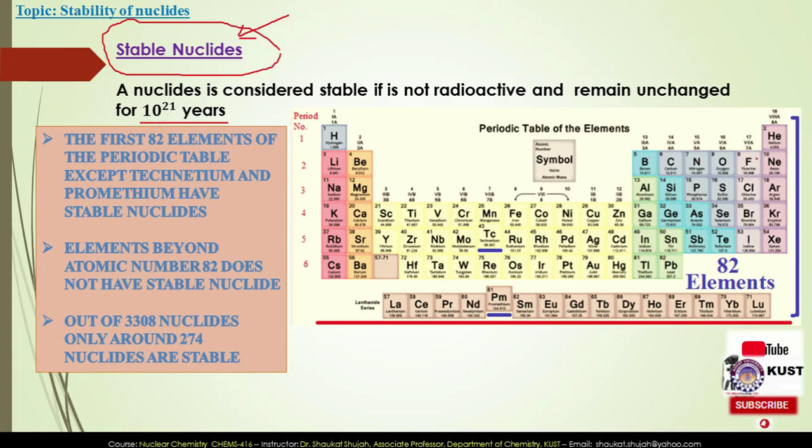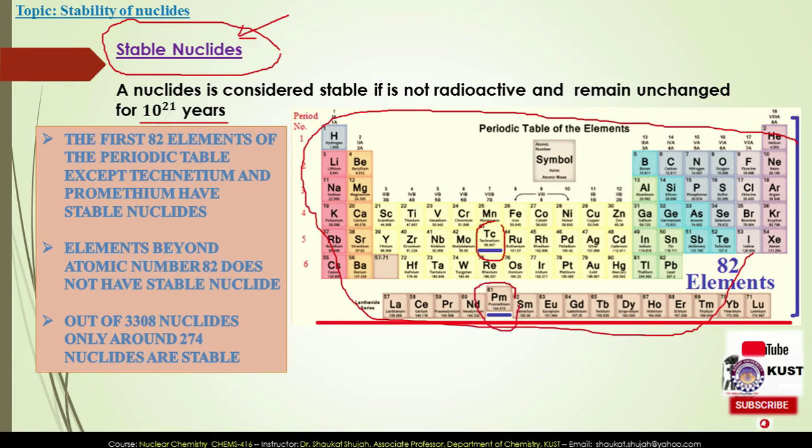Only the first 82 elements of the periodic table possess stable isotopes, except two elements, technetium and promethium. These two elements do not have any stable isotope, like all elements beyond atomic number 82.